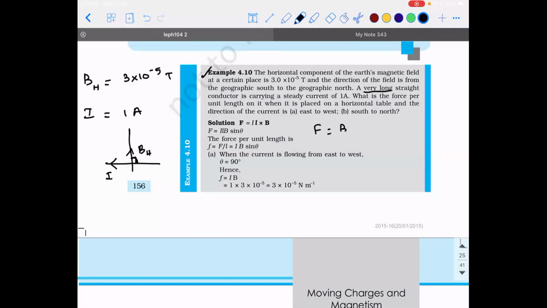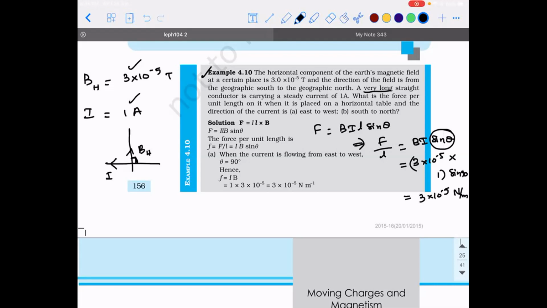Force is equal to B into I into L into sine theta, which implies F by L is equal to BI sine theta. What is the value of B that is given? 3 into 10 power minus 5. I is how much? 1 ampere. So sine theta is how much? Sine 90, that is going to be 1. So 3 into 10 power minus 5 Newton per meter is going to be the force per unit length.